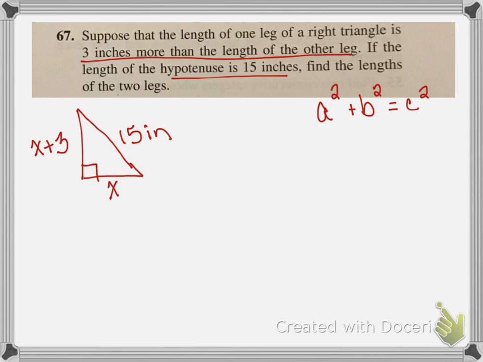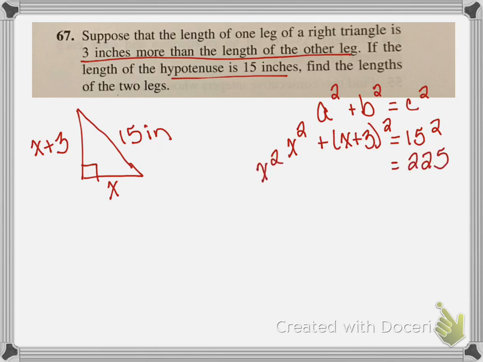Okay, so what I'm going to do now is plug this into the Pythagorean theorem. So I have x squared plus x plus 3 squared equals 15 squared. Okay, 15 squared is 225.